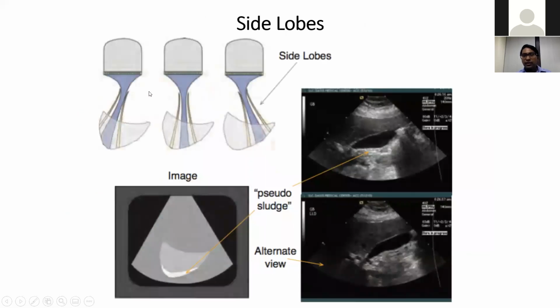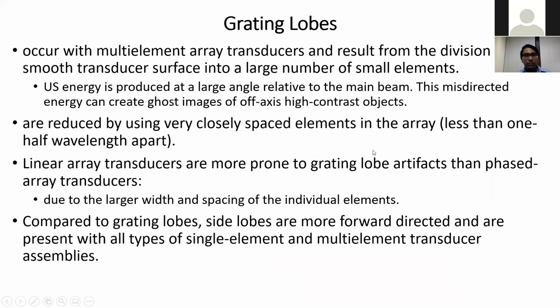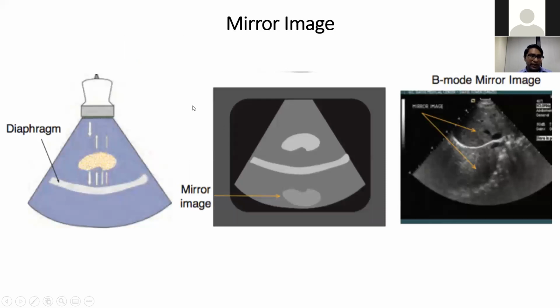As I mentioned earlier, there are side lobes and grating lobes. They can also create problems. Here is an example of a gallbladder being imaged, and you can see this pseudo sludge because of the presence of side lobes. If you look at the same image in an alternate view, you do not see that sludge. That's because the side lobes are creating these artifacts. Grating lobes, again, as I mentioned, create problems. I don't have an image to show for grating lobes, but I discussed them a lot, so I'm going to skip that.